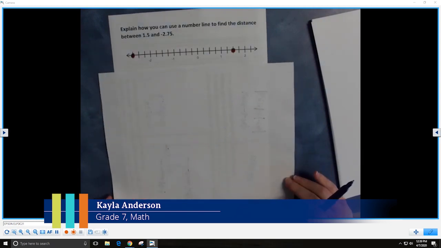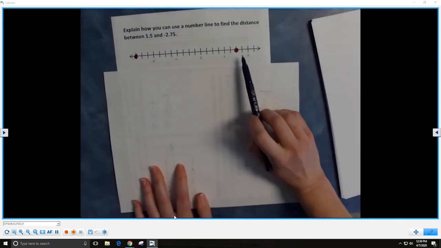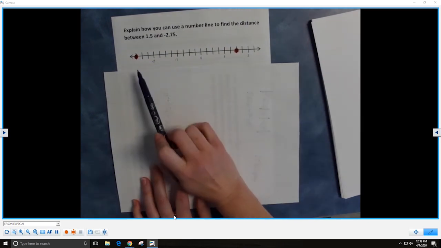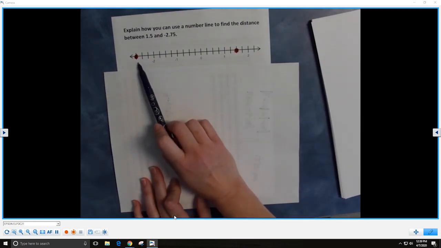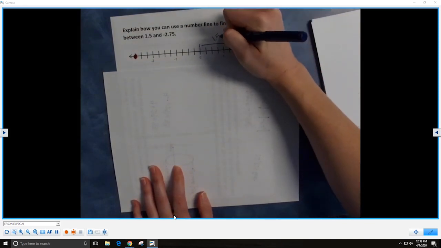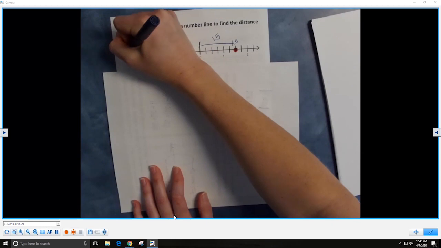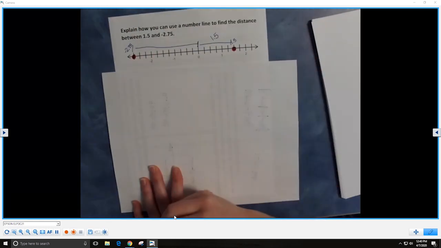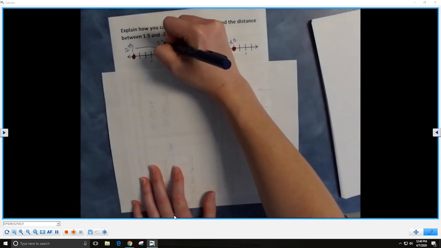Okay, so here is my number line with 1 and 5/10 here and negative 2 and 75/100 here. The distance from 1 and 5/10 to 0 is a distance of 1 and 5/10. The distance from 0 to negative 2 and 75/100 is a distance of 2 7/500.